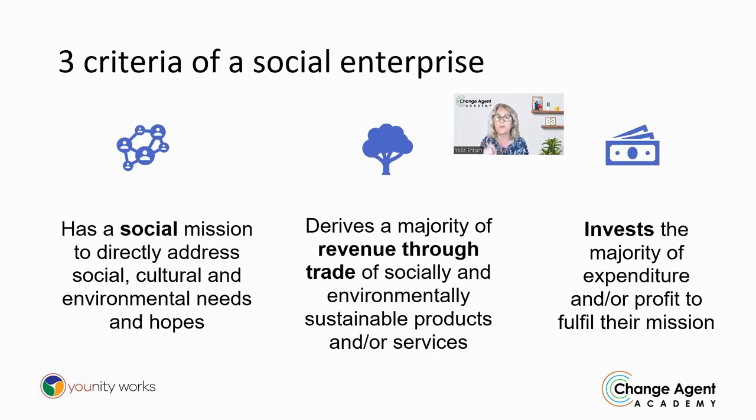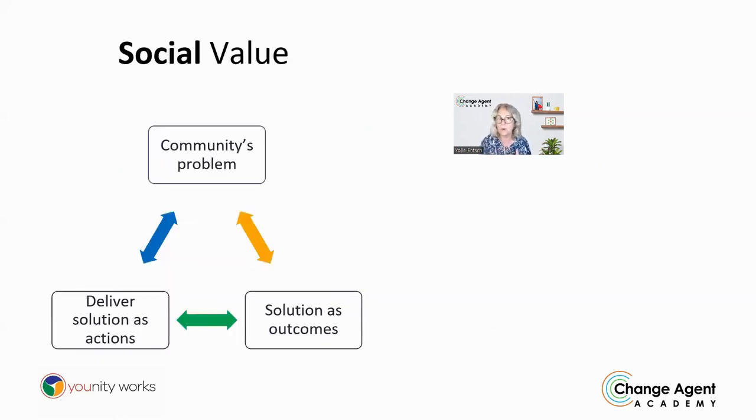The second is deriving a majority of revenue through trade of socially and environmentally sustainable products and services. And then third, investing the majority of expenditure and or profit to fulfill their mission. Now, of course, what's really important about a social enterprise is that it aligns to its strategic direction and aims to achieve some form of alignment to the global goals. Now, what's really important here is identifying how your social value and your commercial value can be aligned so that you can fulfill on the social mission.